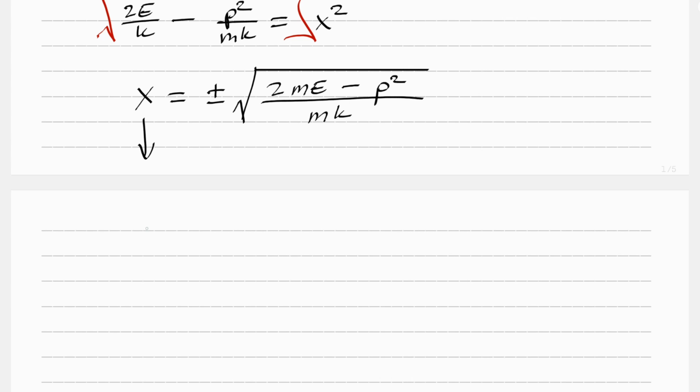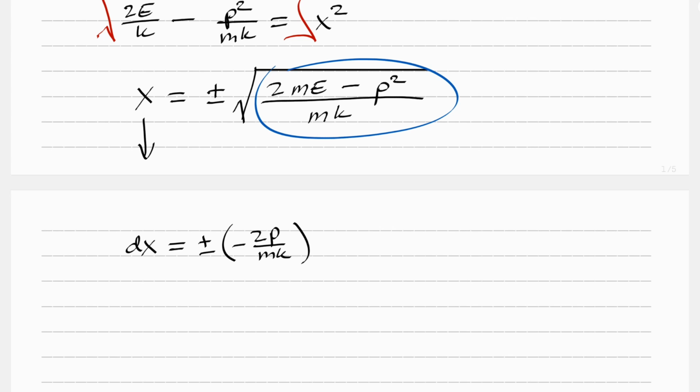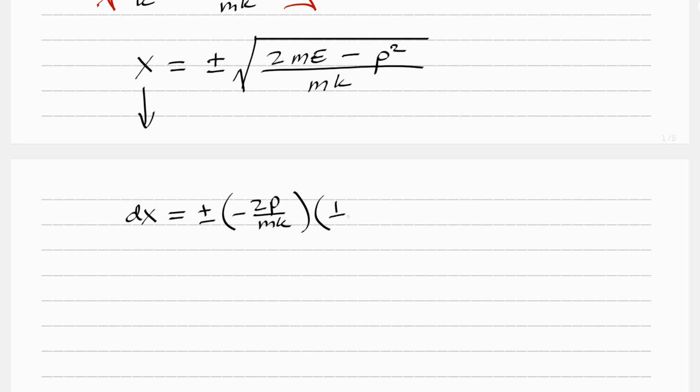But we're also going to need a differential element, dx, which is equal to plus or minus, and then we actually have to take the derivative of this, so this is minus 2p over mk. The derivative of the inside, so we have to do our chain rule. We get minus 2p from here, and then still over mk, and there are no p's here, so that part doesn't contribute, times 1/2. This is just from the power rule. It's a square root, so you bring down a half.